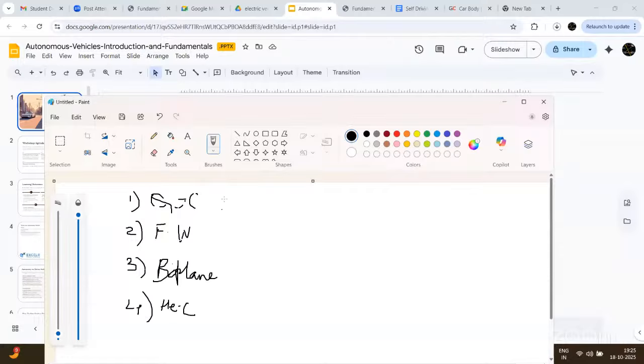Here there are four rotors. If they have four rotors, it is called a quadcopter. If it has six rotors, it is called a hexacopter. And if it has eight rotors, it is called an octocopter. Okay, so that is the category for this.